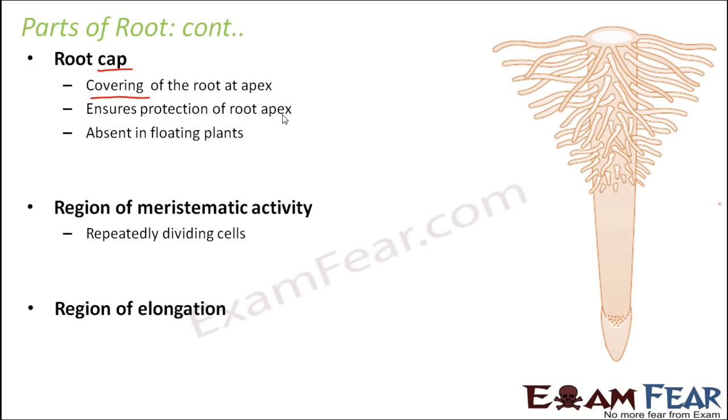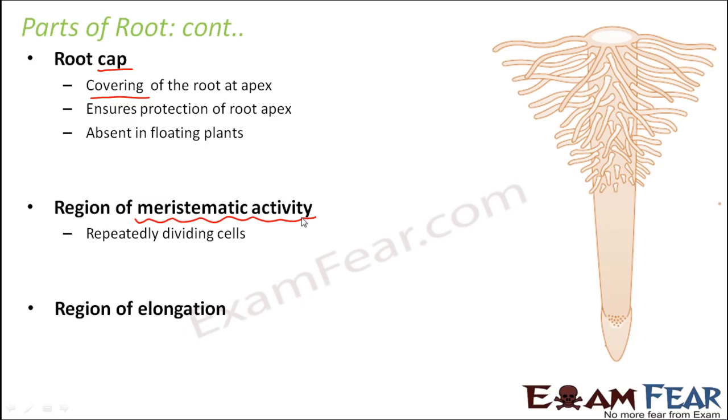Let us next talk about the region of meristematic activity. What is meristematic activity? When I say meristematic activity, that means the activity where cell division takes place. That region is known as the meristematic region. We have talked about meristematic tissues also. So this word meristematic is used for cell division. This is the region where cells keep on dividing repeatedly. So the region of active cell division is known as meristematic activity.